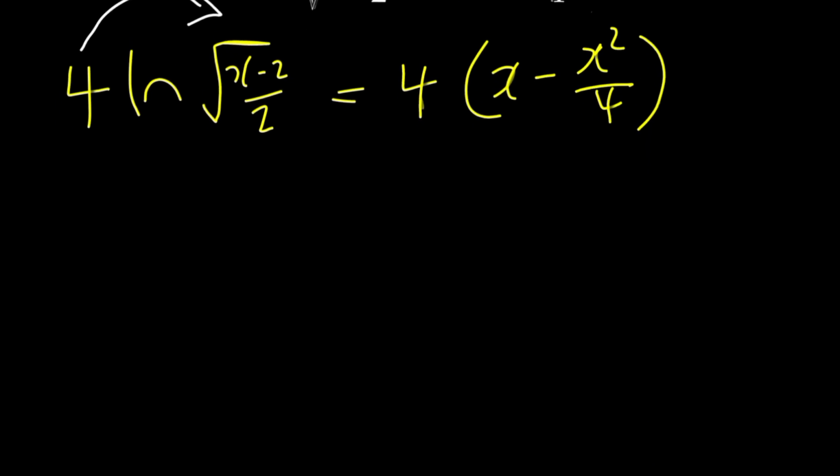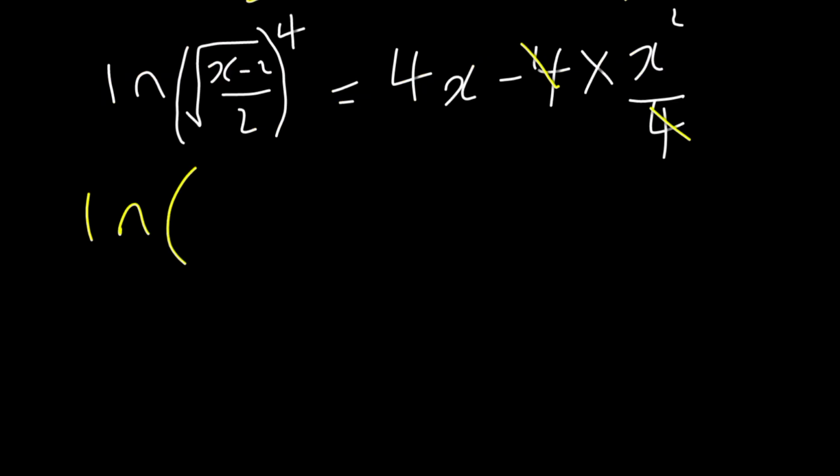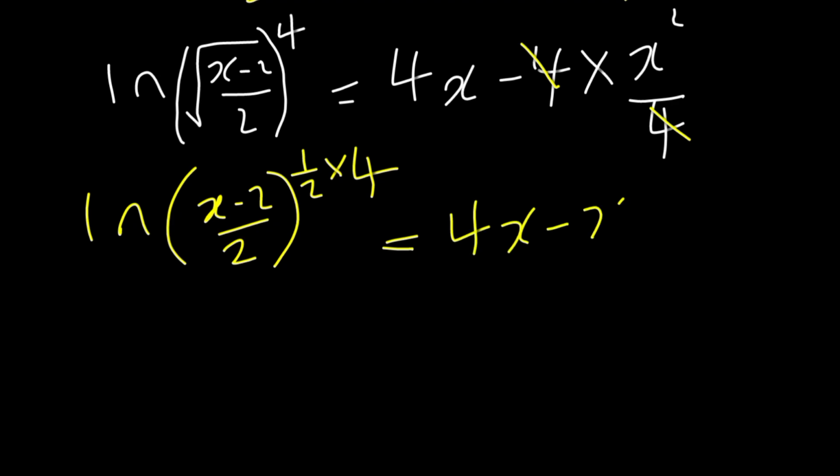Therefore, we are going to have ln((√(x−2)/2)^4) = 4x − 4 times x²/4. So 4 cancels 4. And we can rewrite this root as a power. Then we have ((x−2)/2)^(1/2), then times 4, and this equals 4x − x². So we divide this by 2.